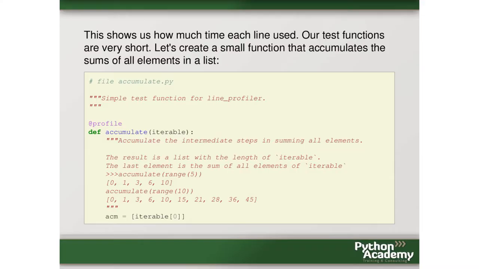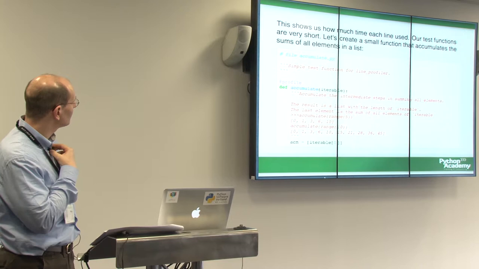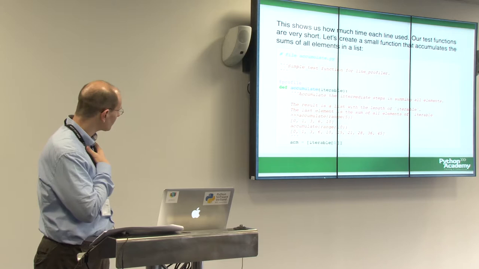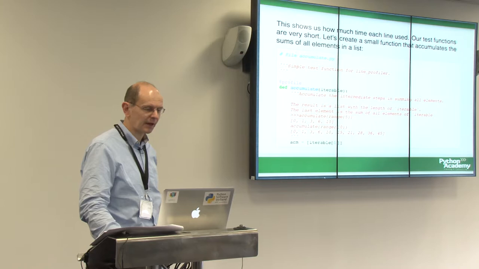of things going on. Now, I wrote a small example here, accumulate, which is like calculating the sum of a list of numbers, but you keep the intermediate results. You can use accumulate.